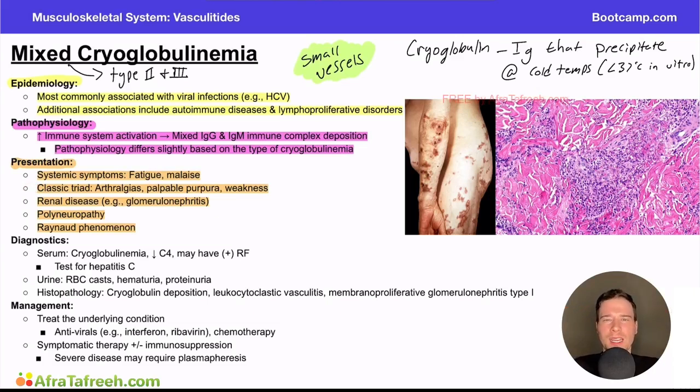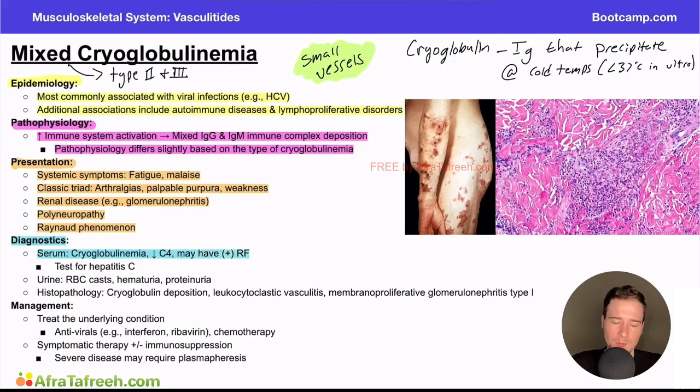Then we can take it a step further and ask, how do we diagnose these patients? When we look at our diagnostics, we're going to see these serum levels have cryoglobulinemia. This makes sense to us, right? This is a mixed cryoglobulinemia. Well, how is this going to present? We'll see decreased C4 with complement activation and C4 depositing in the tissues. We're going to get decreased levels in the serum.